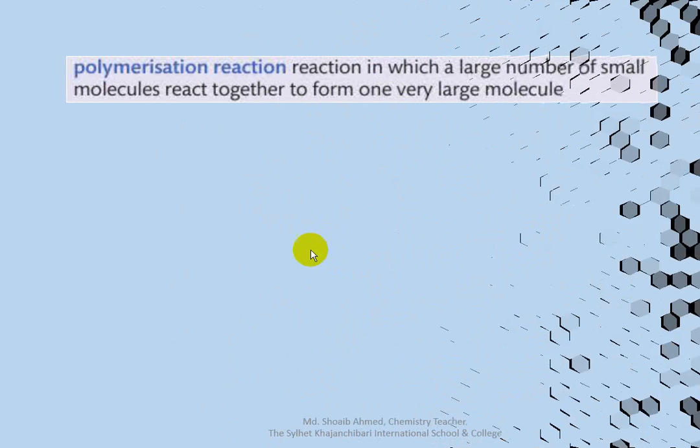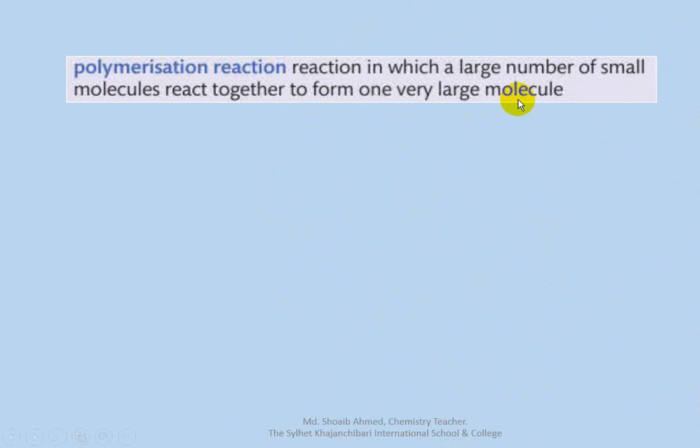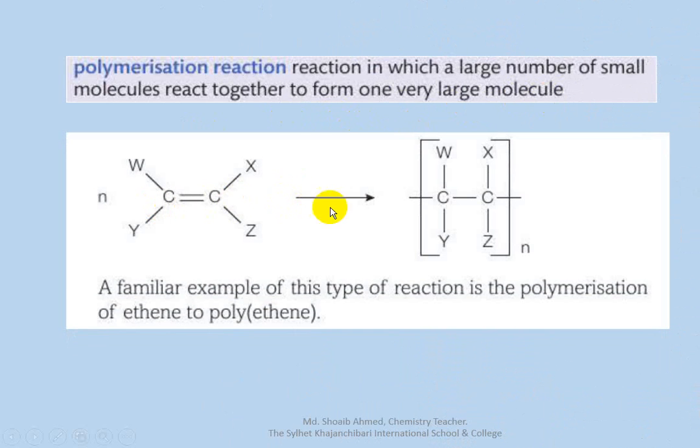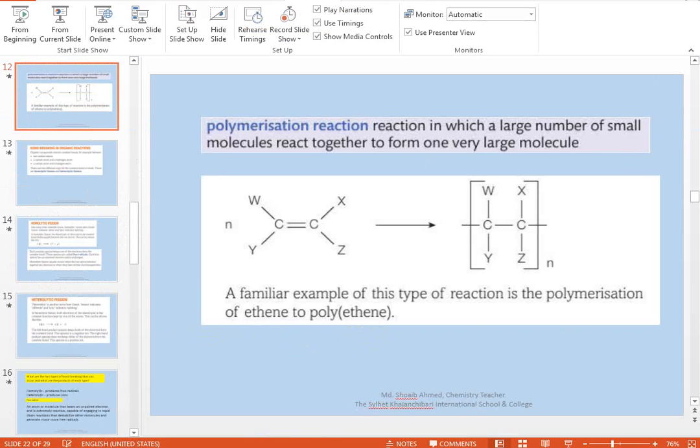Okay, reduction reaction. Now polymerization reaction. You know, a reaction in which a large number of small molecules react together to form a very large molecule is called a polymerization reaction. Here a lot of small molecules join together to form a big molecule. A familiar example of this type of reaction is the polymerization of ethene to polyethene. Okay, now I am showing one polymerization reaction.